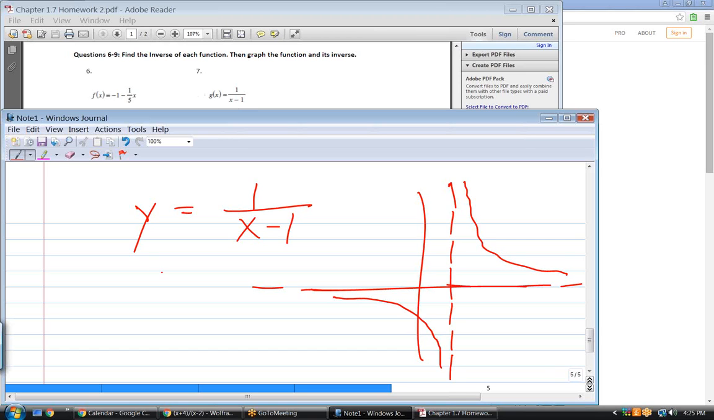Now let's solve for its inverse. I'll leave this up over here. I'll work in blue for the inverse. So the first thing, switch the variables. Solve for y.